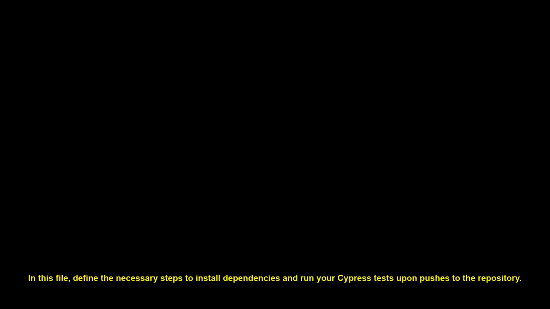In this file, define the necessary steps to install dependencies and run your Cypress tests upon pushes to the repository. Make sure to configure any required environment variables in your GitHub repository settings. With these steps completed, your Cypress end-to-end tests are safely backed up on GitHub and ready for collaboration or deployment.